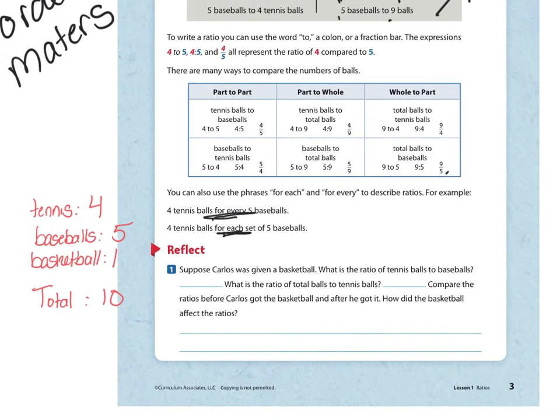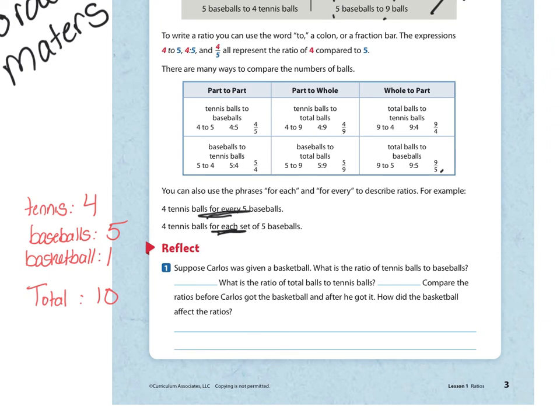So here's what we have. This is what Carlos has. What is the ratio of tennis balls to baseballs? So I'm going to come over here and I'm going to look. There's tennis, there's baseballs. Order matters. Tennis balls is first, baseballs is second, so my ratio has to go in that order. So I have 4 tennis balls to 5 baseballs. That ratio is not changed from the top. But remember, order matters. Tennis balls is first, baseballs is second.